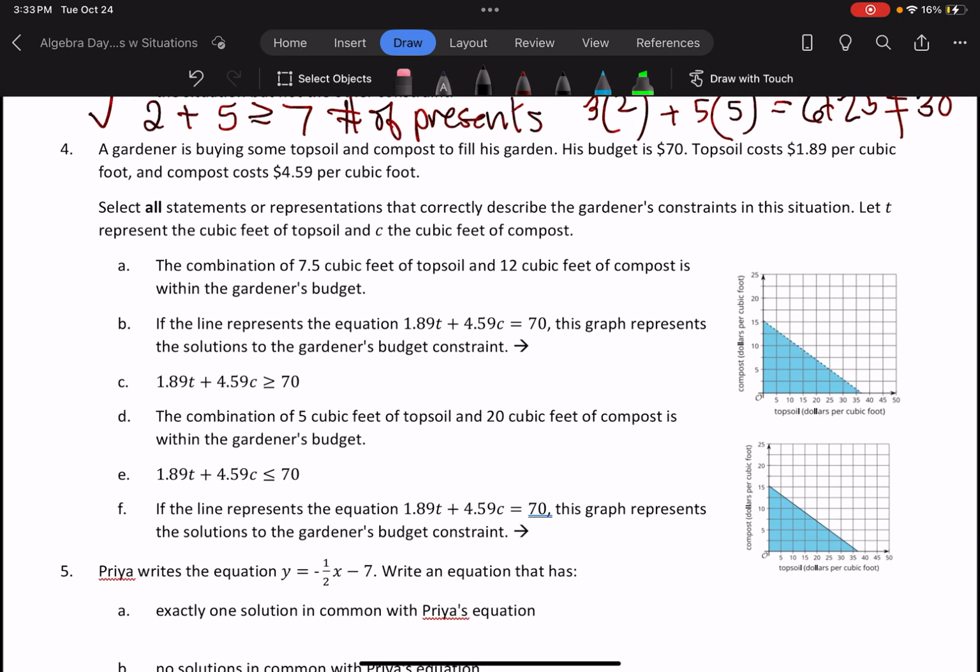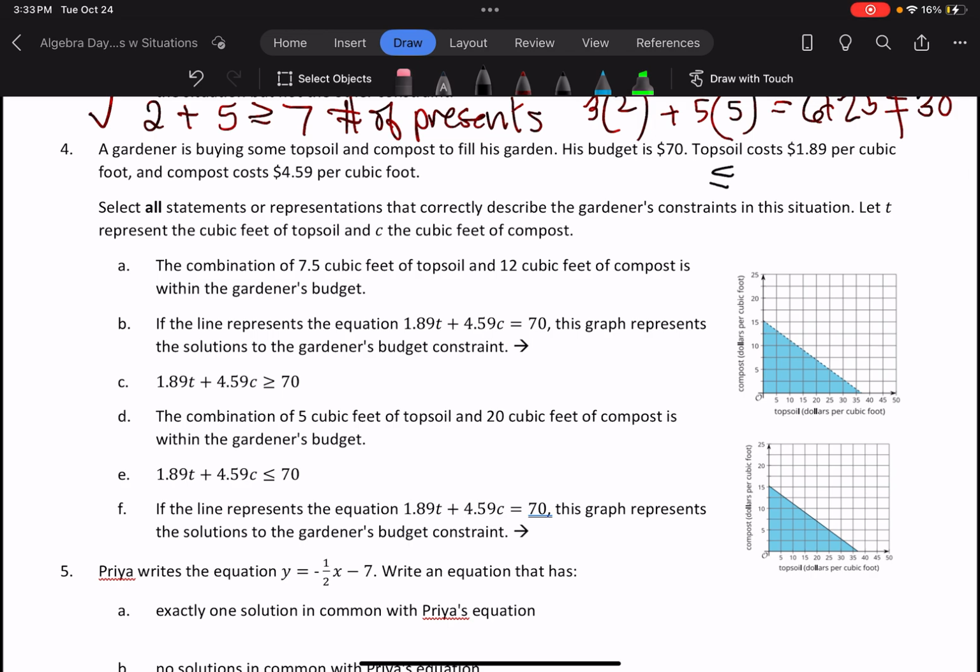All right, number 4, a gardener is buying some topsoil and compost to fill his garden. His budget is $70. Topsoil costs $1.89 per cubic foot, and compost costs $4.59 per cubic foot. Select all statements or representations that correctly describe the gardener's constraints in this situation. Let T represent the cubic feet of topsoil and C the cubic feet of compost. So it says the combination of 7.5 cubic feet of topsoil and 12 cubic feet of compost is within the gardener's budget. So let's write our inequality.